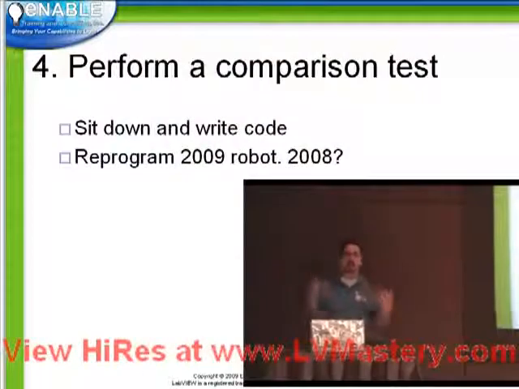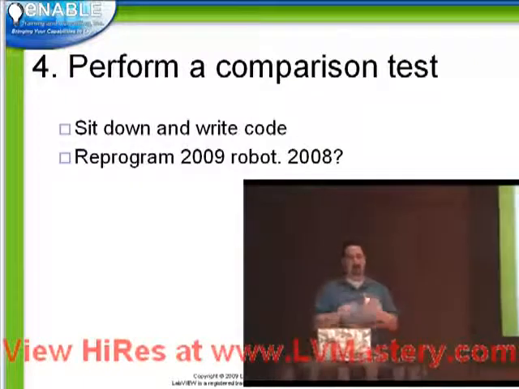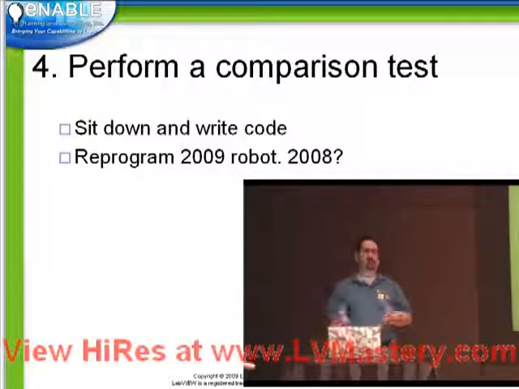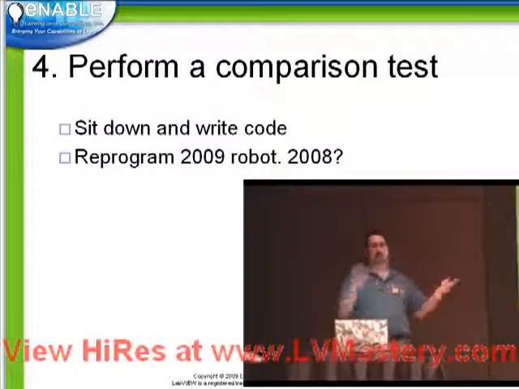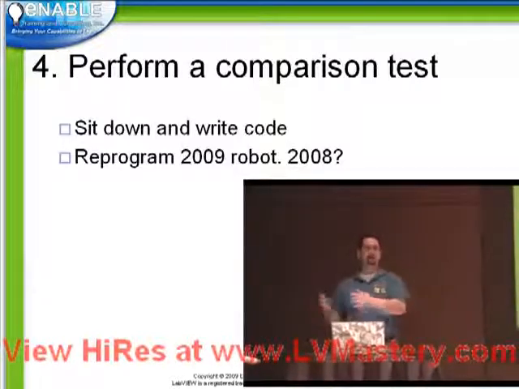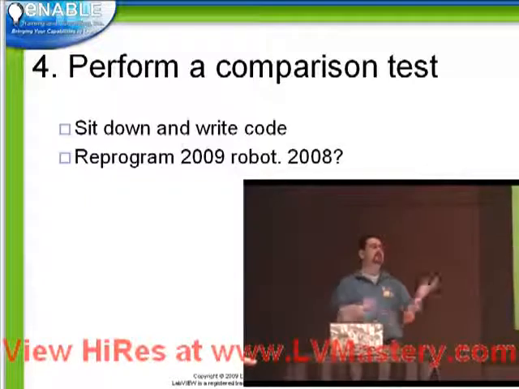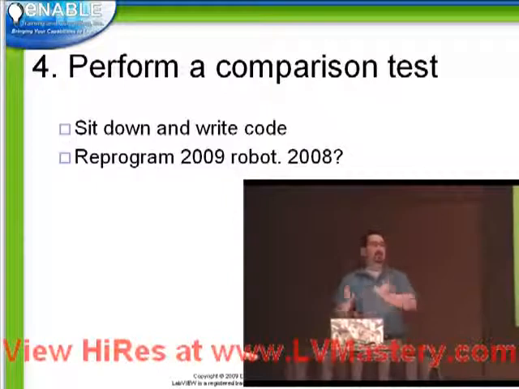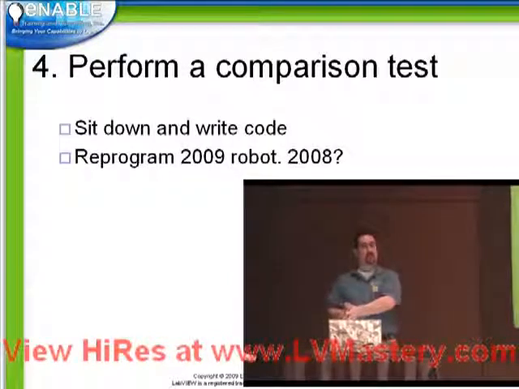Okay, so the next point of evaluation is performing this comparison test. So sit down and write some code. If it's 2010, take your 2009 robot and reprogram it in C++ and compare it. Or reprogram it in LabVIEW and compare it. Or even better, take your 2008 robot and transplant a controller into it. Many teams already did that this year because we had our new C-Rio controller this year.